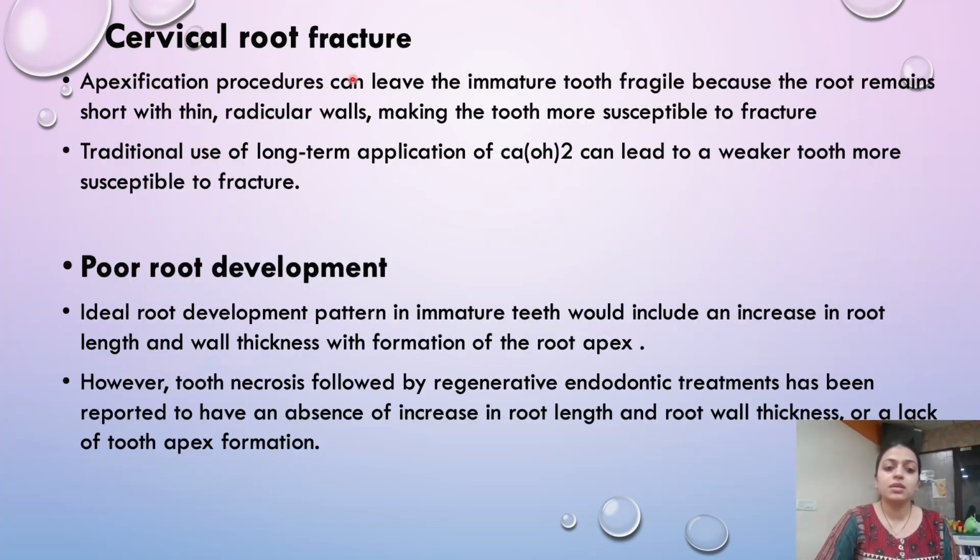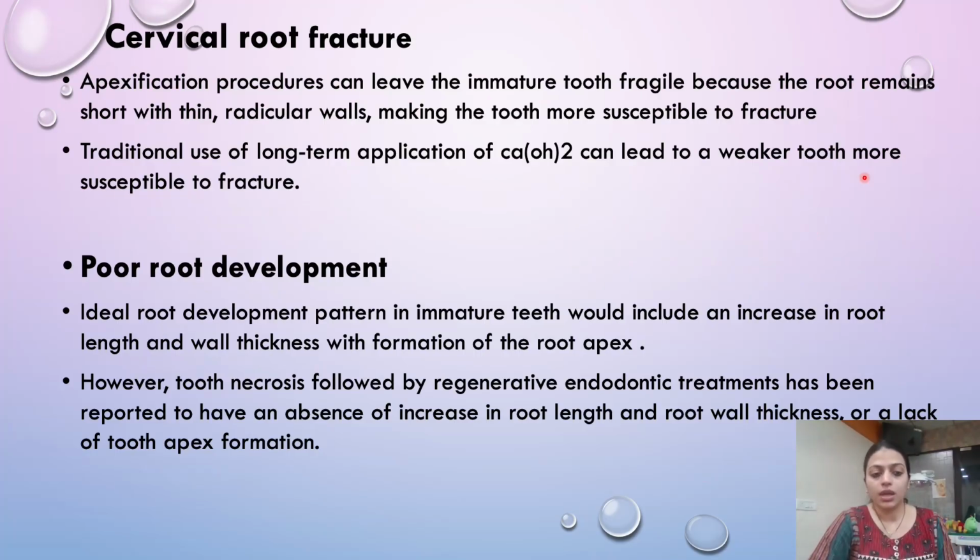Then another one is cervical root fracture. Apexification procedures can leave the immature tooth fragile because the root already has very thin walls, and it is short. So the radicular walls are very thin, making the tooth more susceptible to fracture. The traditional use of long-term application of calcium hydroxide can weaken the tooth, so it makes it susceptible to fracture.